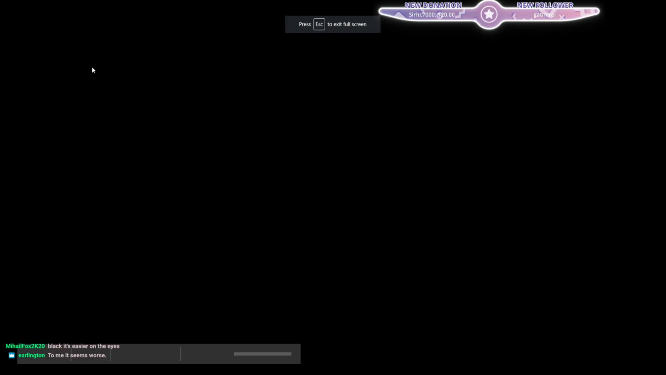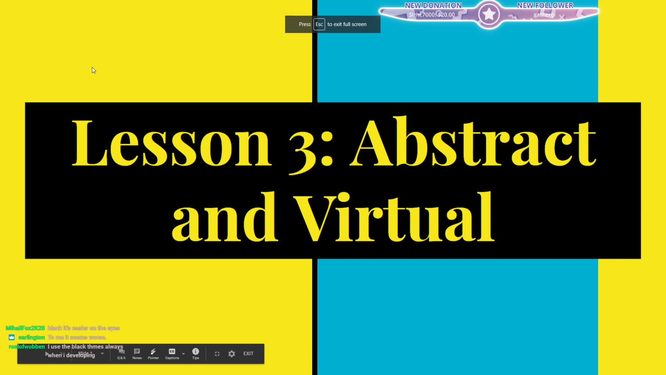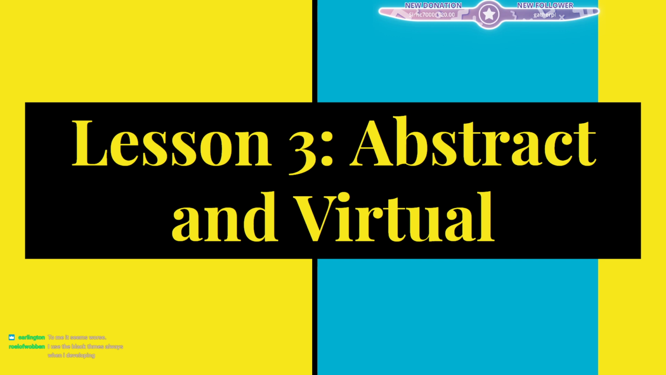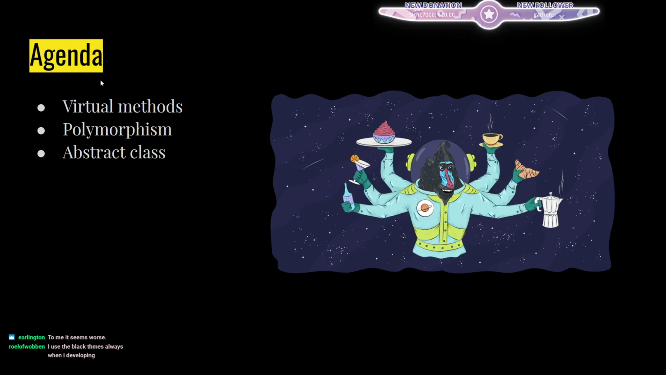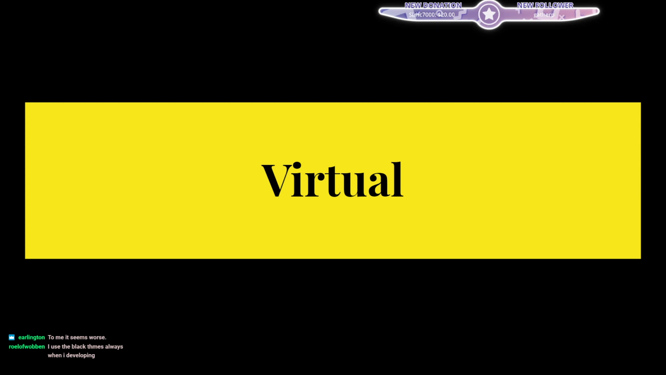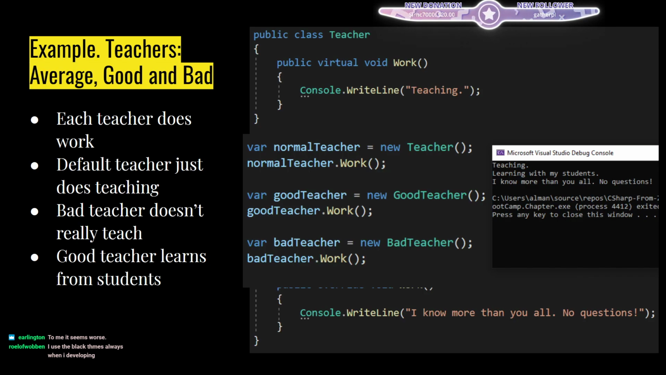Let's go. So, lesson 3, abstract and virtual. Today we'll learn what virtual methods are, we'll learn about polymorphism and about abstract classes and abstract methods. So let's get to it. Let's start from an example.